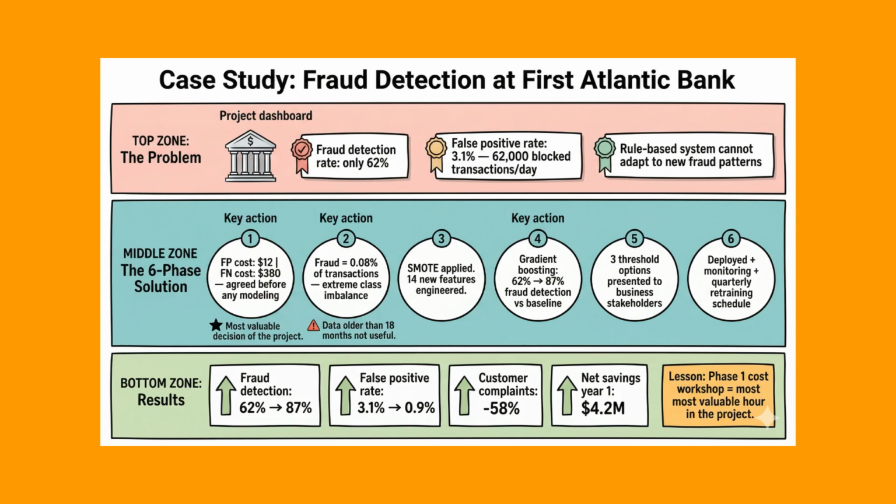In Phase 5, they presented 3 threshold options to business stakeholders. The operations and compliance team selected the middle option after reviewing projected customer impact and fraud loss estimates. After deployment, the false positive rate dropped from 3.1 to 0.9%. Customer complaints about blocked cards fell by 58%. The fraud team estimated net savings of $4.2 million in the first year. The key lesson: the Phase 1 workshop that defined error costs was the most valuable hour spent in the entire project. Here is your checklist.